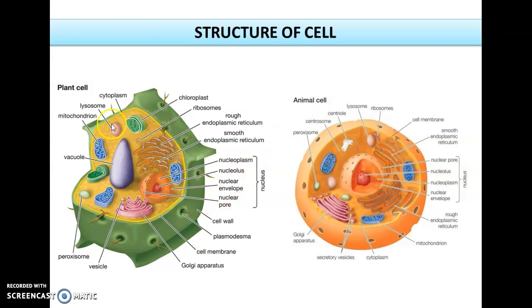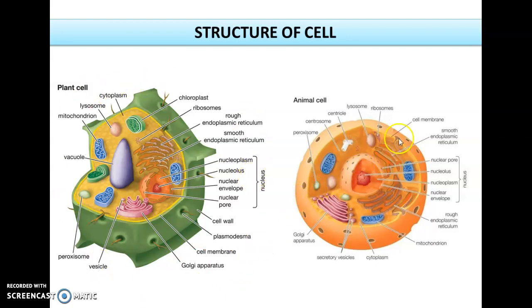We know that the basic difference between the plant cell and animal cell is that in plant cell, cell wall is present, and in animal cell, cell wall is absent. And in plant cell, some special cell organelles are present like chloroplast, which helps in photosynthesis. But in animal cell, a cell organelle like chloroplast is absent.